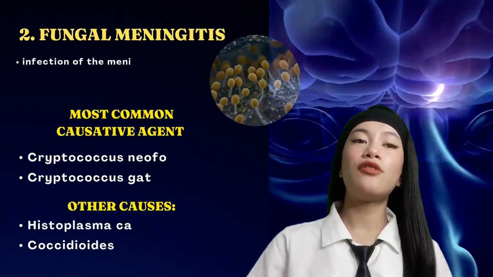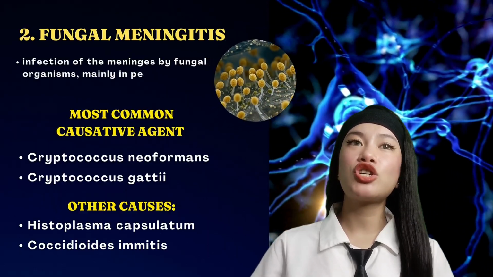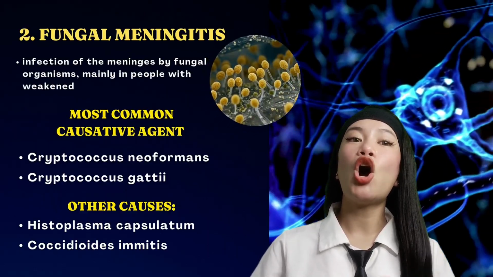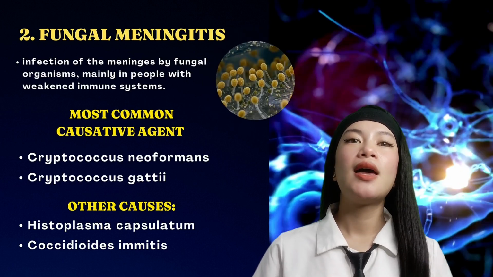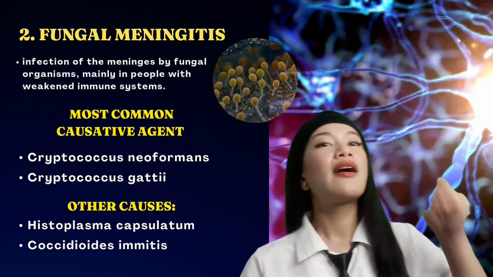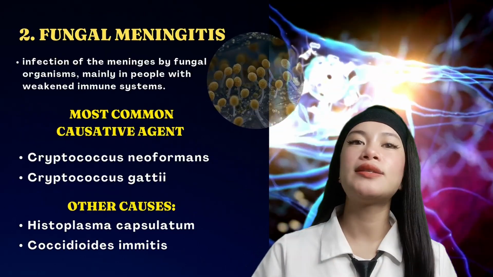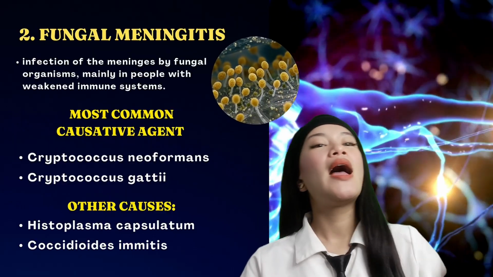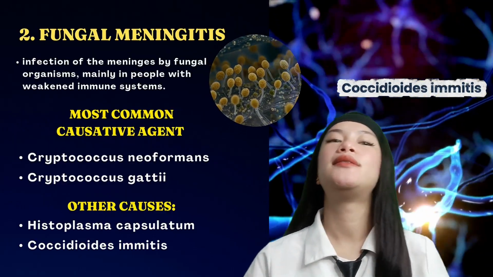The second type of meningitis is what we call fungal meningitis. It is an infection of the meninges by fungal organisms, mainly in people with weakened immune systems. The most common causative agents of fungal meningitis are Cryptococcus neoformans and Cryptococcus gattii. And then other causes include Histoplasma capsulatum and Coccidioides immitis.